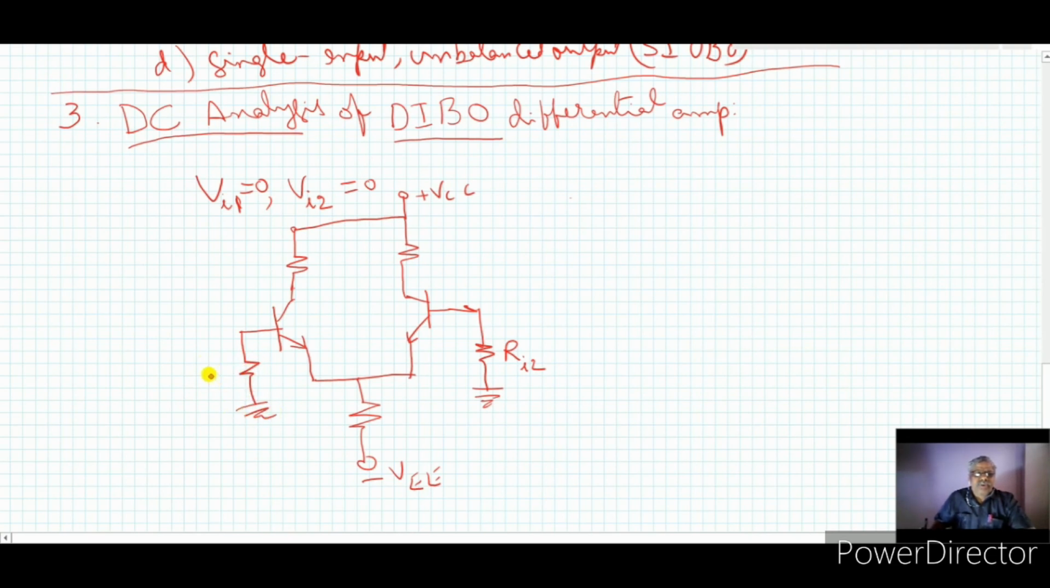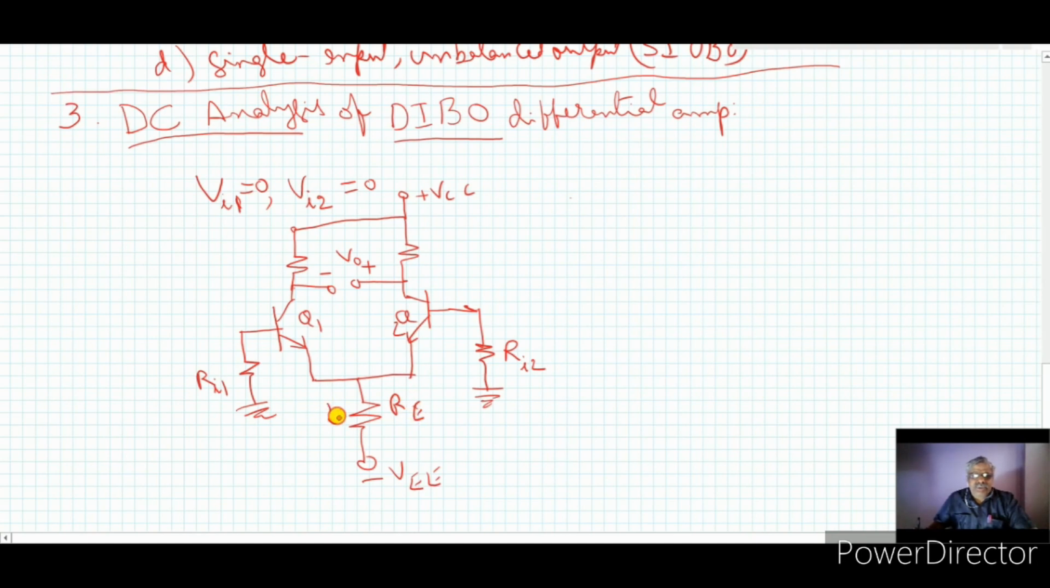When Vi1 and Vi2 are set equal to 0, their internal impedances are written as Ri1 and Ri2 as it is. This is our Q1 transistor, this is our Q2 transistor, and between these two we are taking the output. Collector 1, collector 2, here minus, here plus. This is V0, and this is the emitter resistance Re.